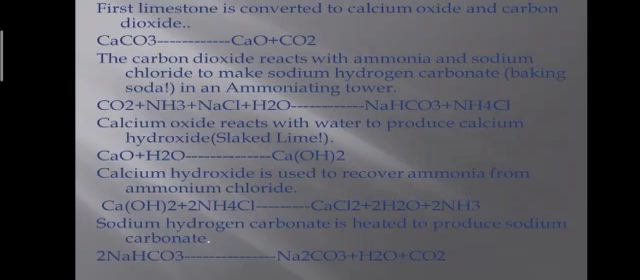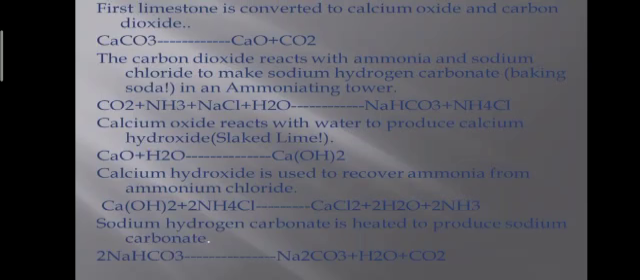The fourth step is carbonation of ammoniacal brine. In this step, ammoniacal brine is allowed to enter the carbonating tower, also known as the Solvay tower. In this tower, the ammoniacal brine is mixed with carbon dioxide gas. The carbon dioxide is converted into small bubbles.